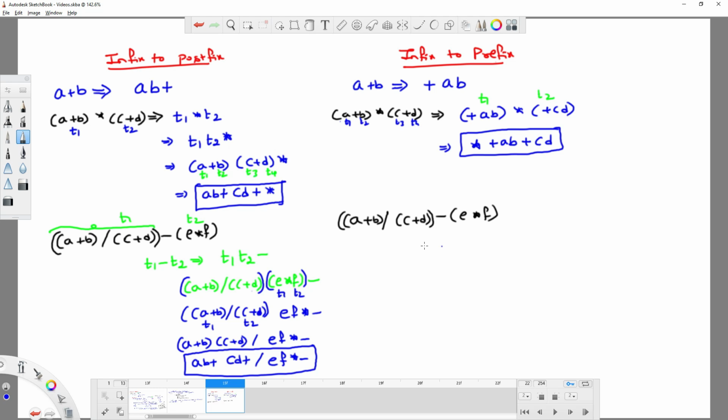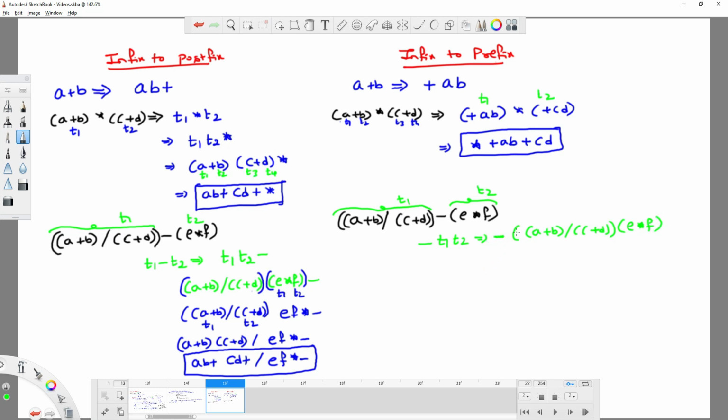Same way, for the prefix I am going to write it directly. I will assume this one as T1 and this one as T2, guys. In prefix notation, what will happen? Minus T1 T2 is what you get. Minus T1 T2 means minus of a plus b by c plus d as T1, and T2 is e star f.